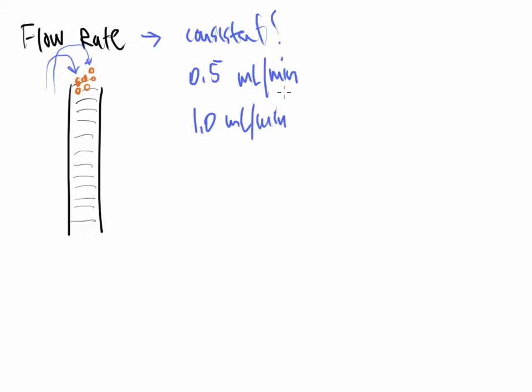And then in those modules, when we talk about the software, we'll go through the software screens and I'll show you where this half mil a minute or 1 mil a minute or 0.75 mils a minute or 0.6 mils a minute will be keyed in.